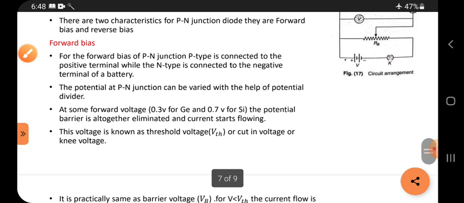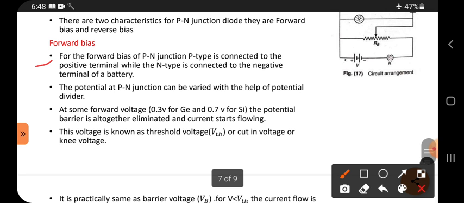What are those? For forward bias of a PN junction, the P type is connected to the positive terminal, while the N type is connected to the negative terminal of a battery. Yes, that is what I explained above, and it is called forward bias. The potential across the PN junction can be varied with the help of a potential divider. It is called a potential divider. So we can vary, meaning change, the voltage across the PN junction.